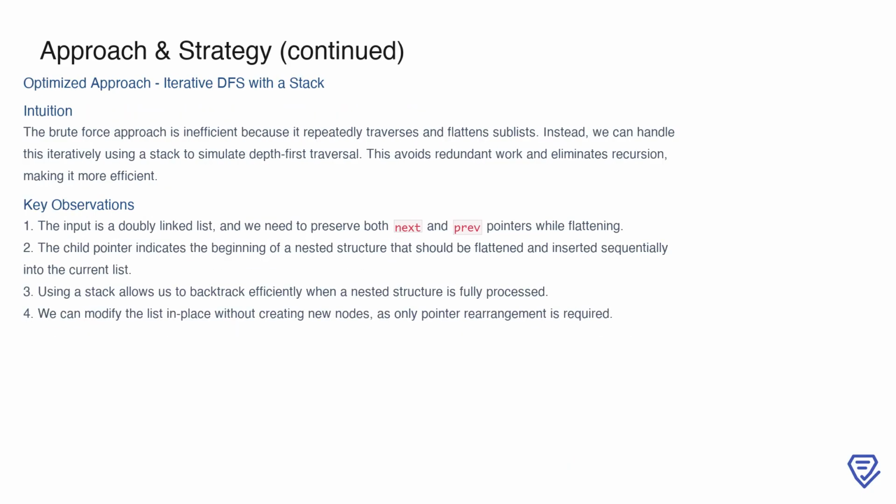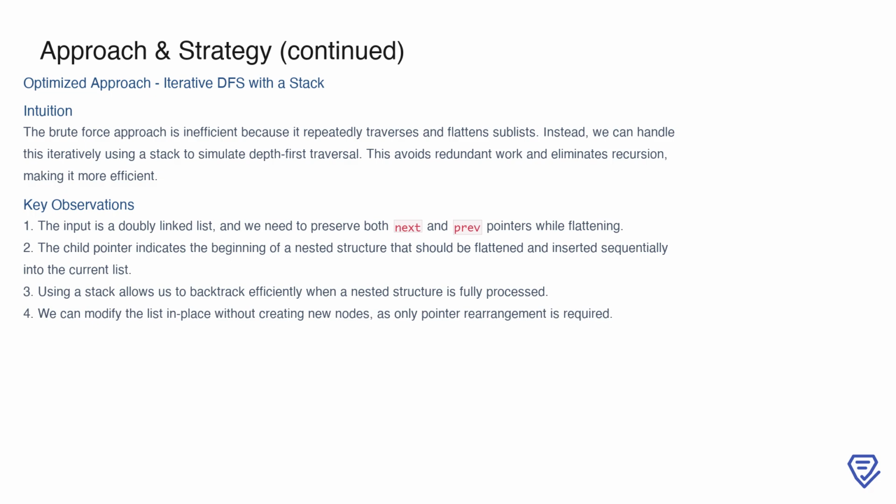Now, to address the inefficiencies of the brute force method, we can adopt an optimized approach using an iterative depth-first search with a stack. The intuition behind this strategy is to simulate the depth-first traversal process iteratively, which avoids redundant work and eliminates the need for recursion. Using a stack allows us to efficiently backtrack when a nested structure is fully processed, ensuring that we only traverse each node once. A few key observations make this approach effective.